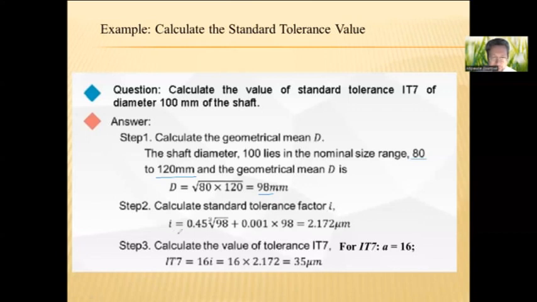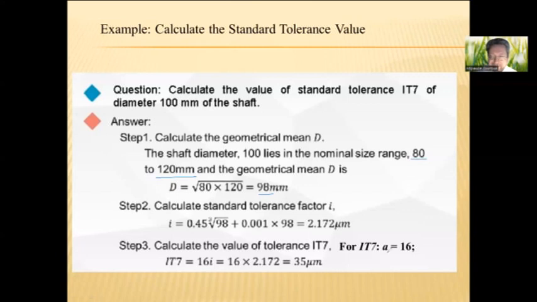We use the formula 0.45 times the cube root of D, and D is equal to 98, plus 0.001 multiplied by D, and D is equal to 98. And we have I is equal to 2.172 micrometers. And step 3, calculate the value of tolerance IT7.